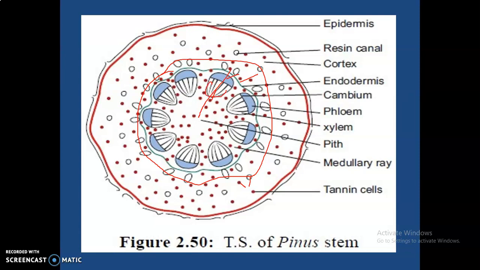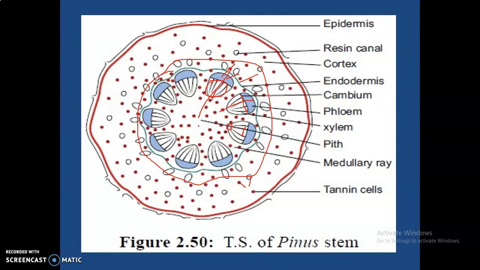Inside is the xylem and outside is the phloem, and xylem and phloem are separated by a ring called cambium. That's why these are also called open vascular bundles. So the vascular bundles in the stem are conjoint, collateral and open. Xylem is endarch in condition. Endarch means the protoxylem is towards the center and the metaxylem is towards the periphery.